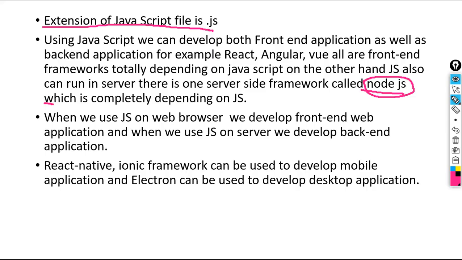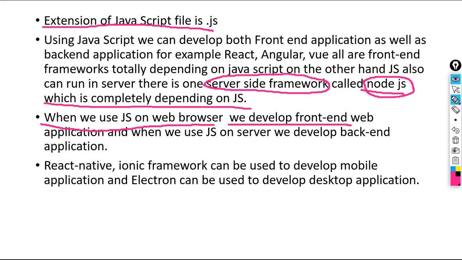So this Node.js framework is completely depending on JavaScript, but it is a server-side framework. With the help of Node.js, we can communicate with the server. In this way, JavaScript can be used in both backend and frontend. When we use JavaScript on a web browser, we develop a front-end web application. When we use JavaScript on a server, we develop a backend application.